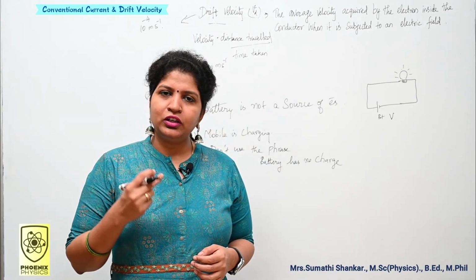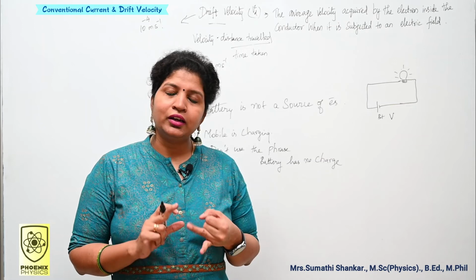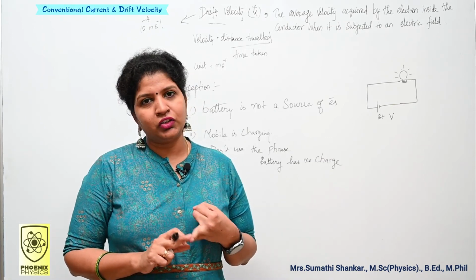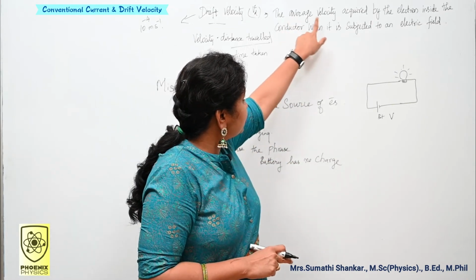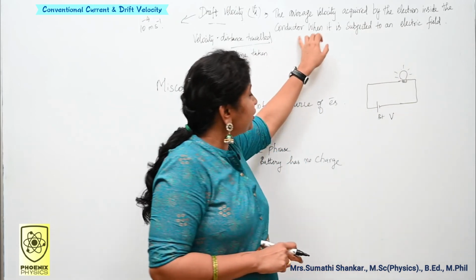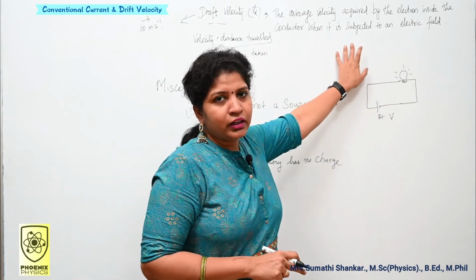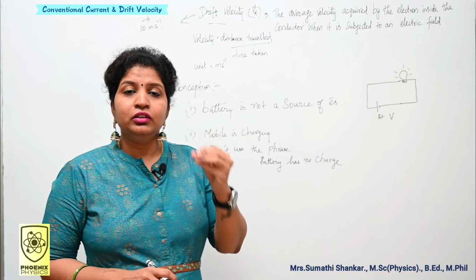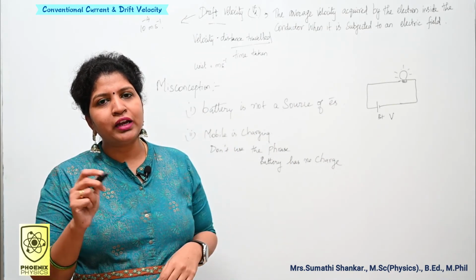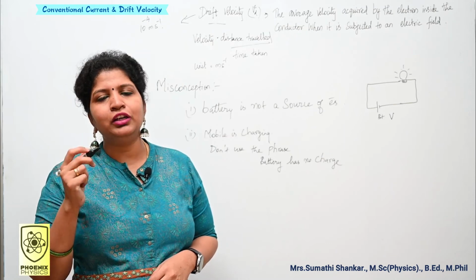In this class, we discussed conventional current and drift velocity. We studied the definition of drift velocity, that is the average velocity attained by the electron inside the conductor when it is subjected to an electric field. Then we derived the mobility of electrons formula: mu is equal to minus e tau by m into E.